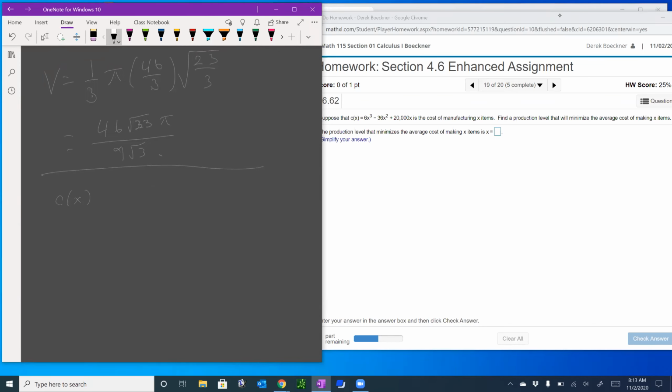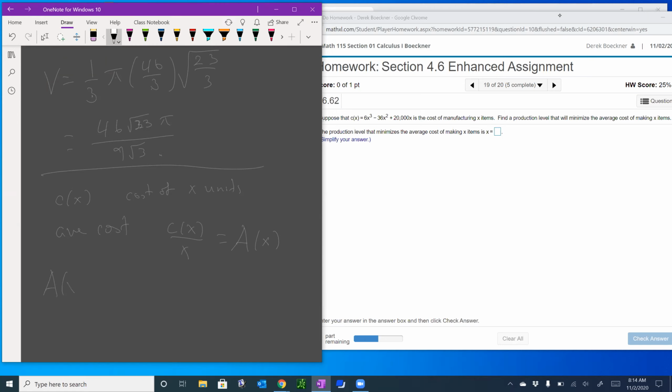So if C of x is the cost of producing x units, the average cost, what do you do to find an average? Divide by the number. So that's going to be C of x over x is the average cost function. We want to optimize this. It's already just in one variable, so we can just take a derivative of that.